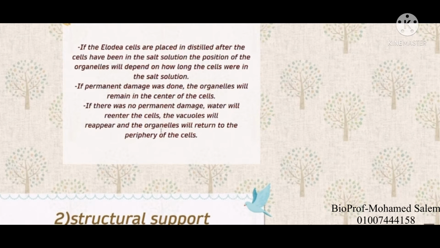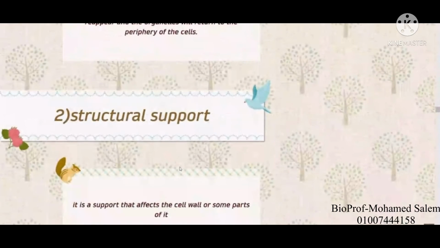يعني احنا سيبناها فترة طويلة ولا فترة قصيرة. لو كنا سيبناها فترة طويلة فبالتالي مش هترجع لوضعها الأصلي. If permanent damage was done, the organelles will remain in the center of the cells. But if there was no permanent damage, the water will re-enter the cells and the vacuoles will reappear and the organelles will return to the periphery of the cells. يعني لو أنا سبتها وما حصلش damage فبالتالي هترجع لوضعها الأصلي مرة تانية. This is the first kind of support.